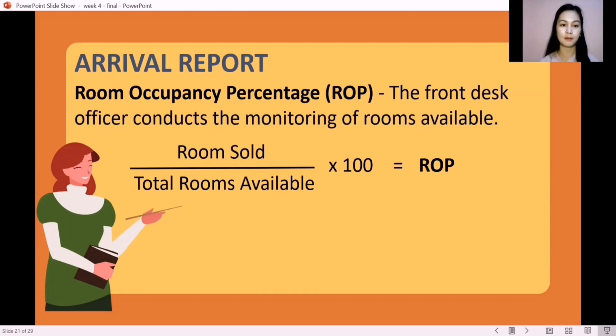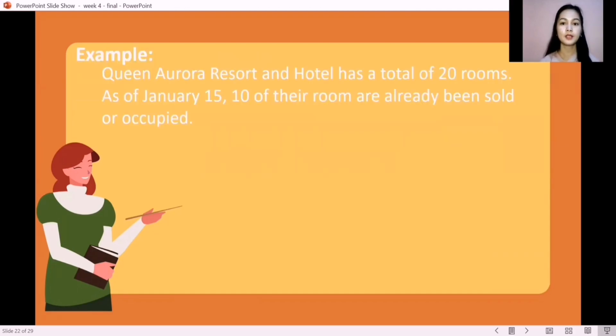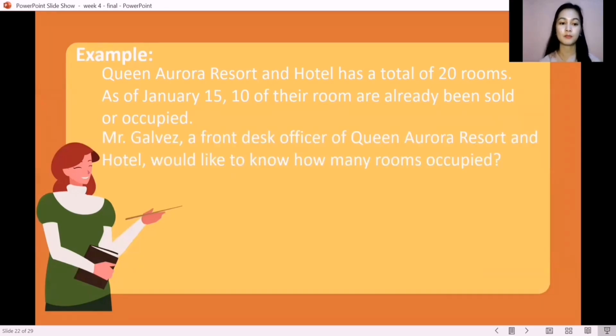So let us have an example. Queen Aurora Resort and Hotel has a total of 20 rooms. As of January 15, 10 of their rooms have already been sold and occupied. Now to get the ROP, again we will use the formula: rooms sold divided by the total rooms available, multiplied by 100.